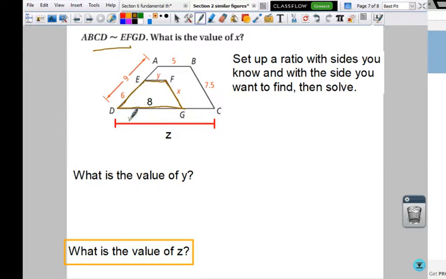And I'm gonna start left side over left side is gonna be 9 over 6. It's gonna equal top over top, 5 over, I don't know what y is, but I'm gonna find it in a little bit. And that's gonna equal right over right. 7.5. This is the value of z.